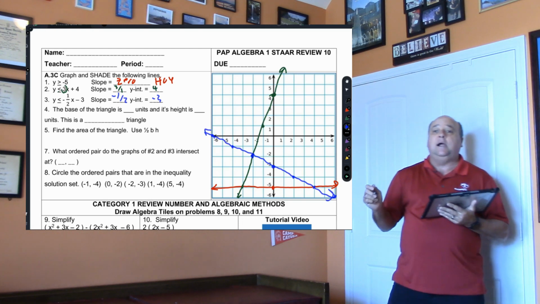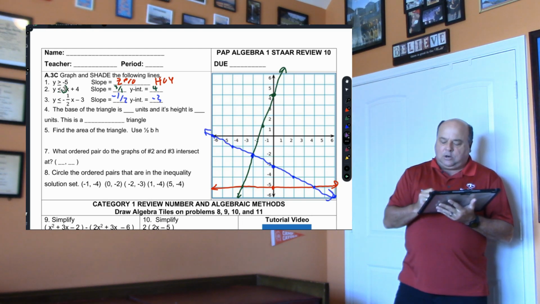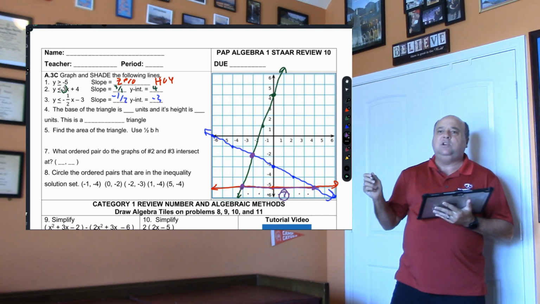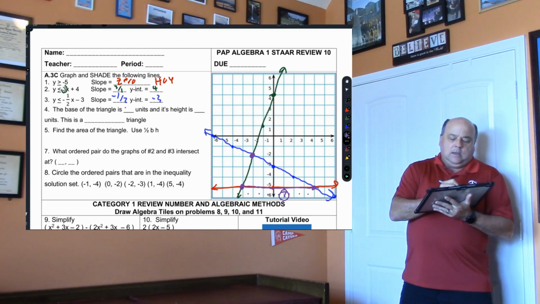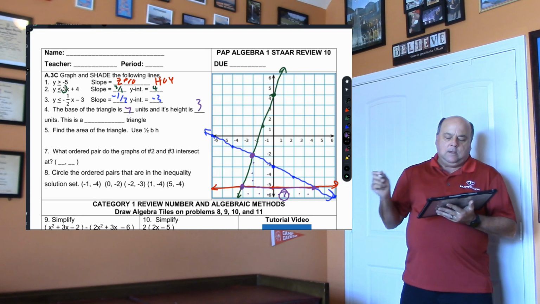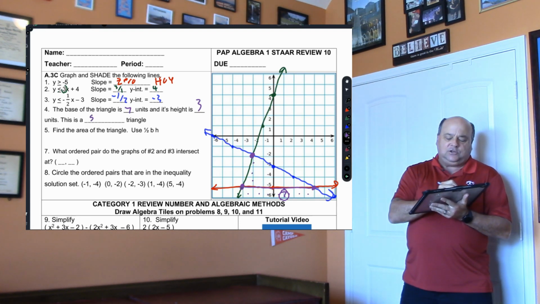Notice we have a triangle again, don't we? The triangle goes from here to here to here. This is the base: 1, 2, 3, 4, 5, 6, 7. So our base is 7 units long, and the height is right here: 1, 2, 3 units. It's a scalene triangle because none of the edges are the same.